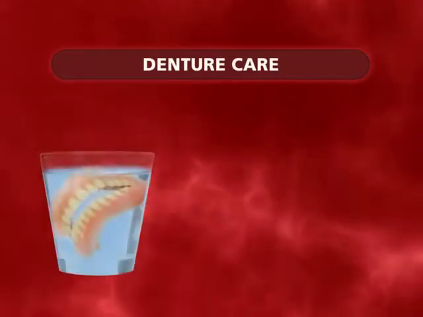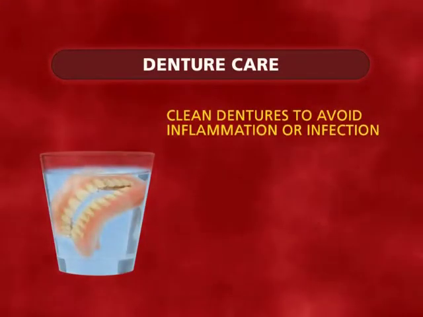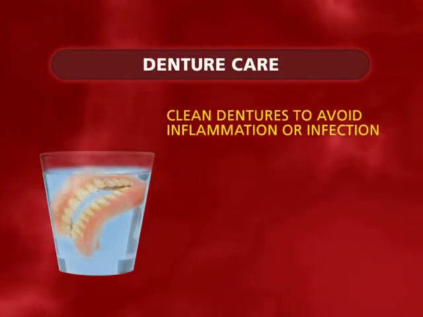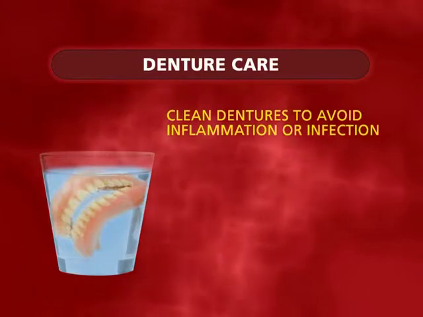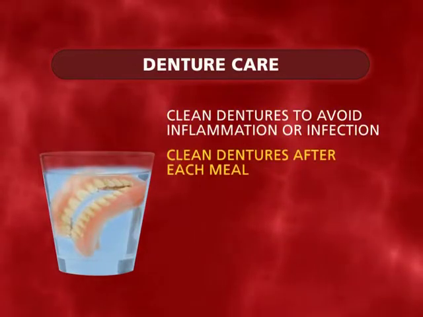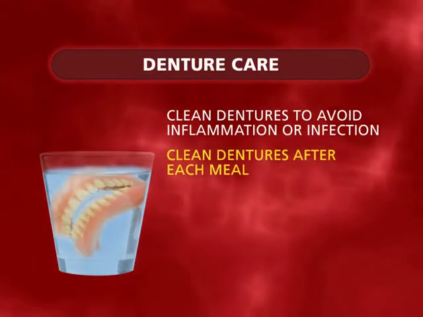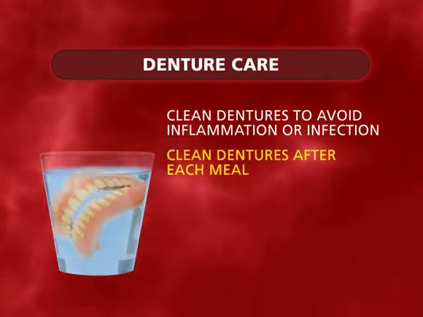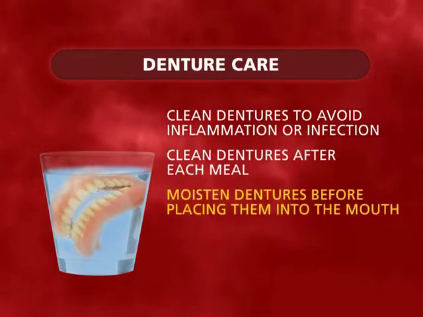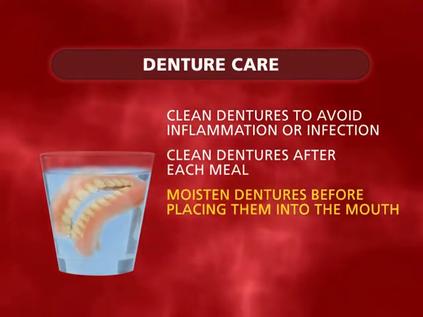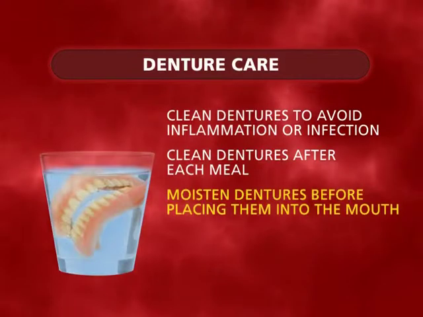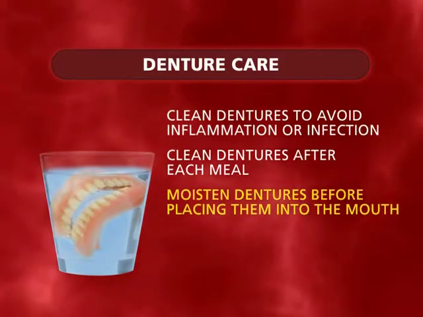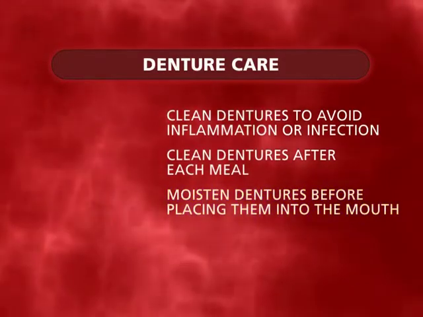Denture care. Dentures are just as important to keep clean as teeth are. Bacteria can get in under the dentures and cause inflammation or infection. Clean dentures after each meal to make sure that no food is left under the denture, which can cause irritation and lead to infections. To avoid irritation of dry tissues, make sure that dentures are moistened before placing them back into the mouth. Patients may prefer not to have their dentures in at all.